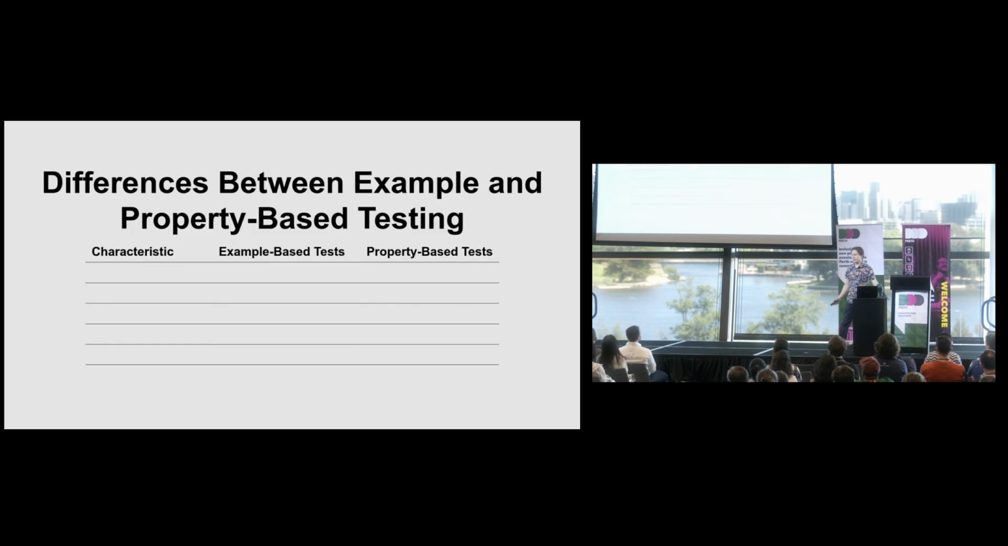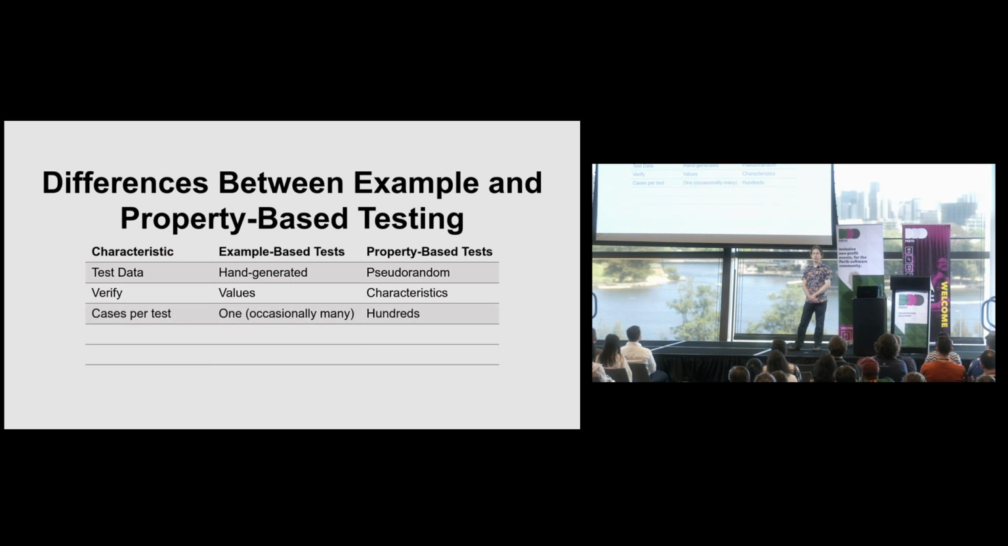There's a few characteristics that set property and example-based tests apart. Example-based tests have hand-generated test data, whereas property-based tests will use a pseudo-random set of data. We verify values when we're doing example-based testing compared to characteristics with properties. Example-based tests have one test case per test you write. Occasionally, you could have many pieces of data feed into the same test case, but you still have to write out each piece of data individually, compared to the hundreds we get from property-based testing.